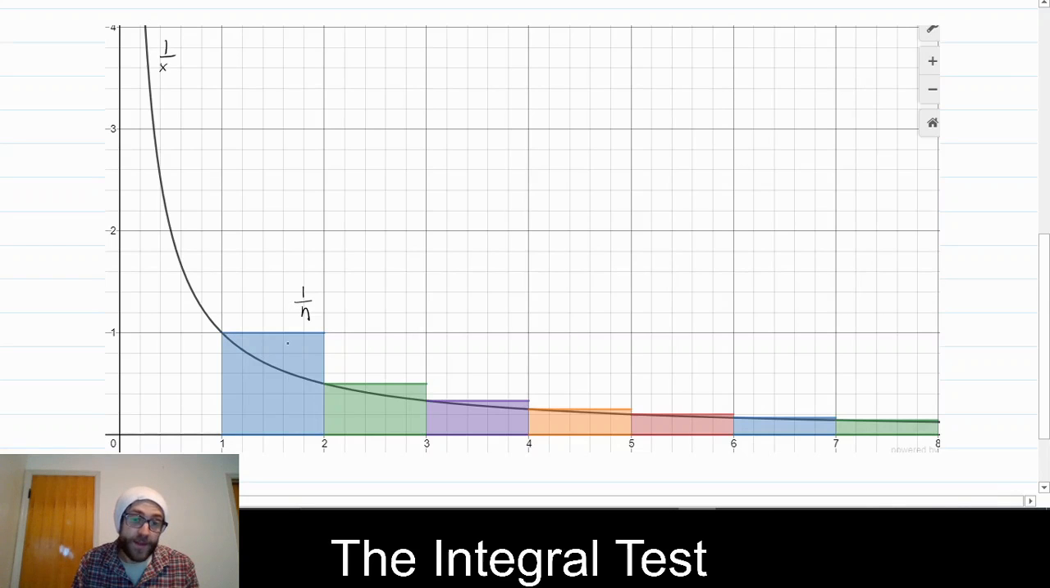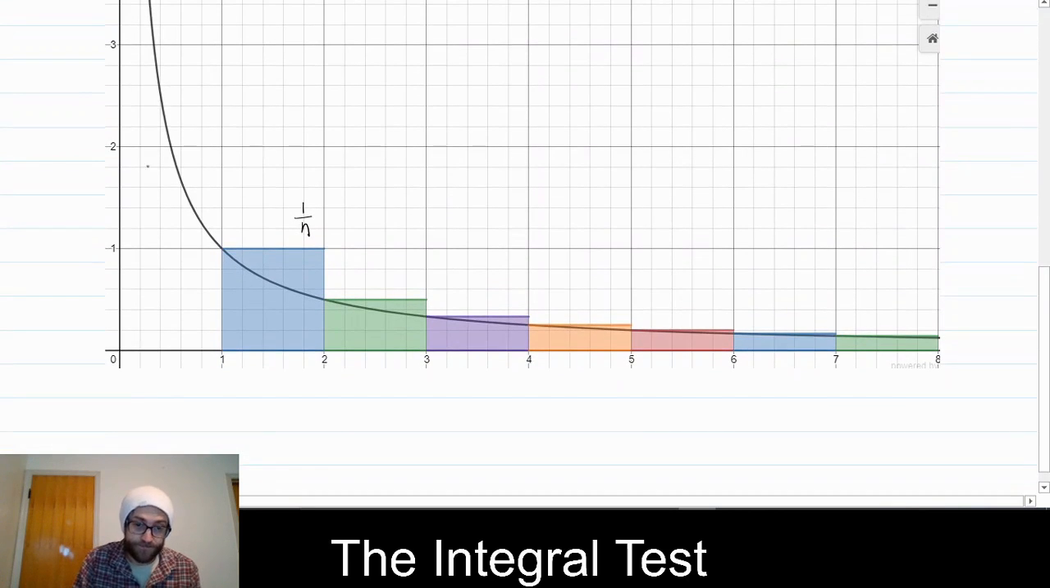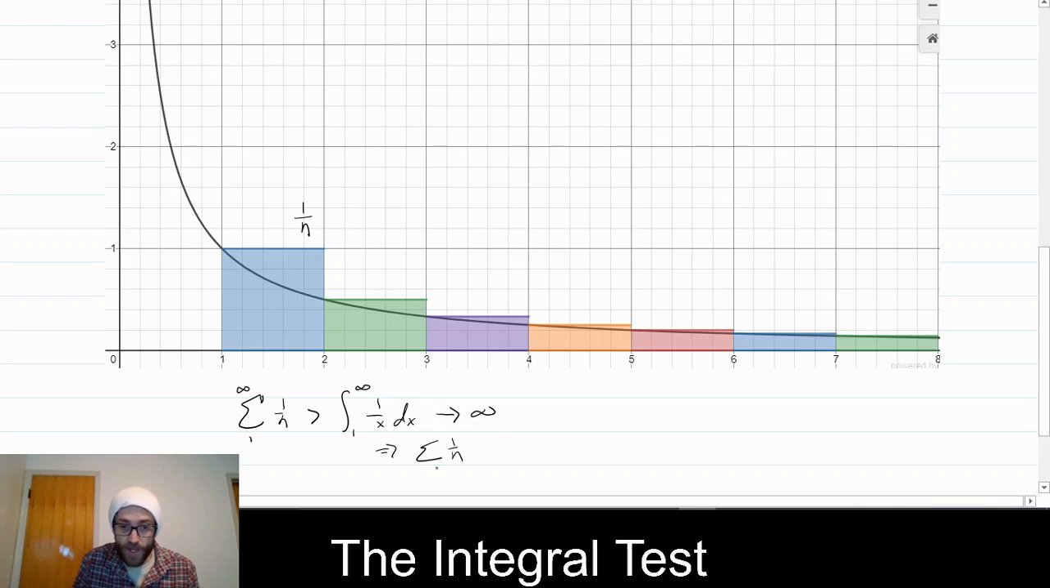And adding up 1 over n, so if we look at the sum of 1 over n from 1 to infinity, it is actually bigger than the integral from 1 to infinity of 1 over x. And since this diverges, so this goes to infinity, that tells us that the sum of 1 over n from 1 to infinity must also go to infinity.